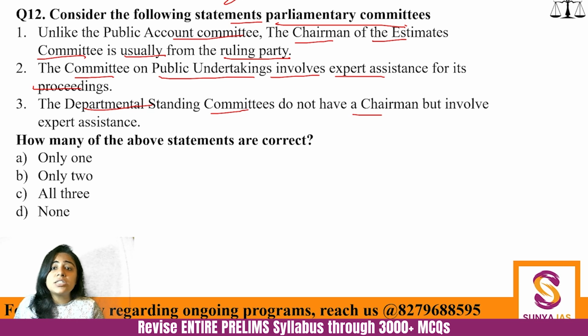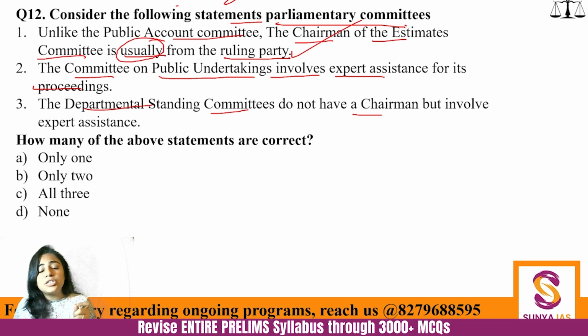See, first one is absolutely correct. Now, you may think that one of the earlier questions said that it is always supposed to be from the ruling party. Yes, it is always supposed to be from the ruling party, the head of the estimates committee. But this does not make the "usually" incorrect. Are you understanding? So don't read too much into it. Usually from the ruling party, yes, usually from the ruling party, and that usually is always, right? So this is correct.